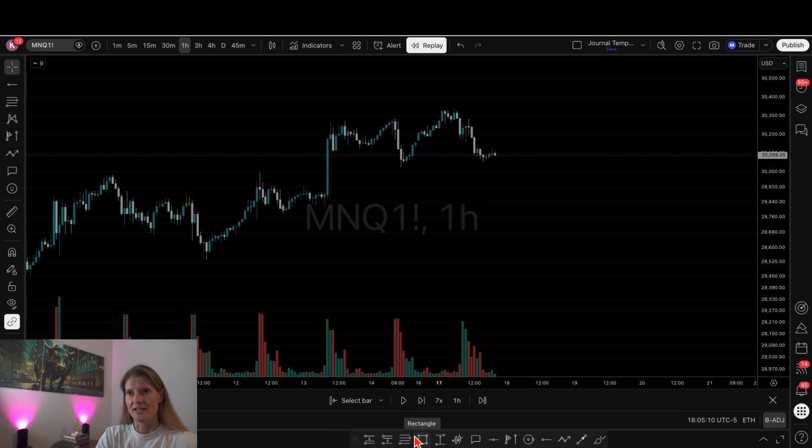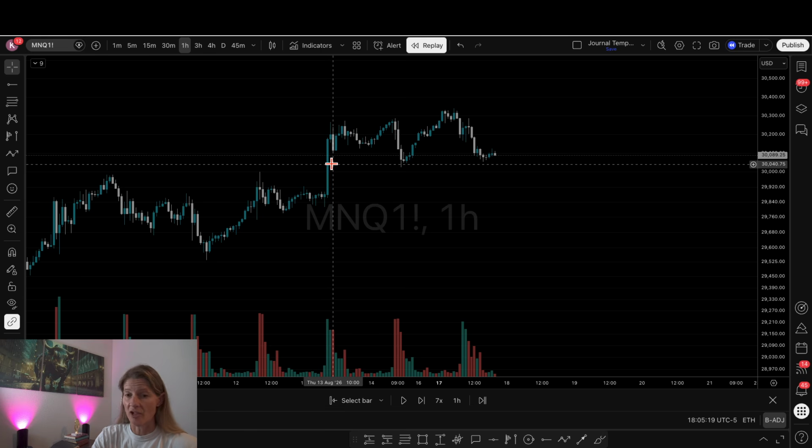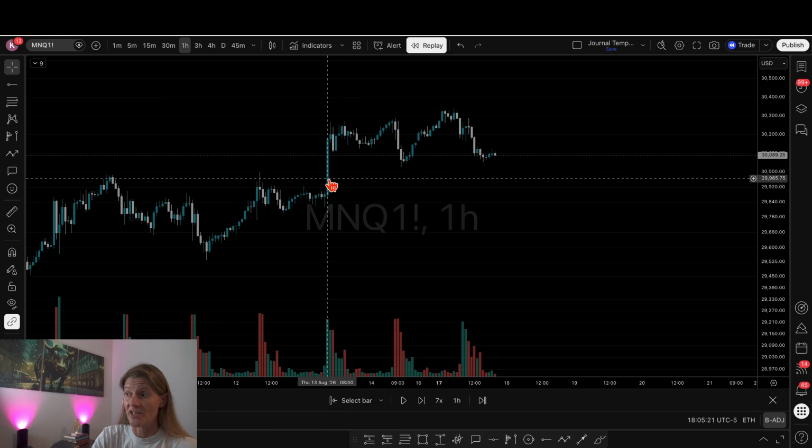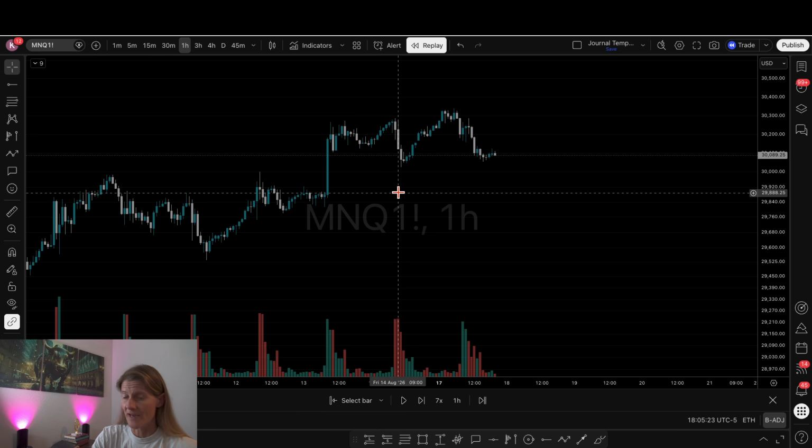And institutions have large orders that they need to place. And sometimes when there's an aggressive move like this, not all of their orders got placed. So you can assume that if it comes back and retests that level, there's going to be more buy orders there and you could get a bounce.